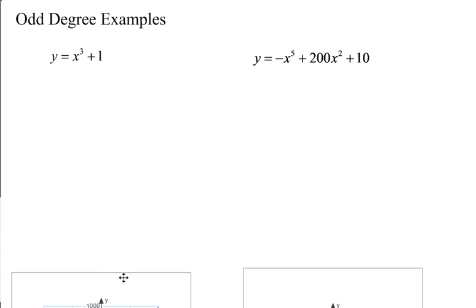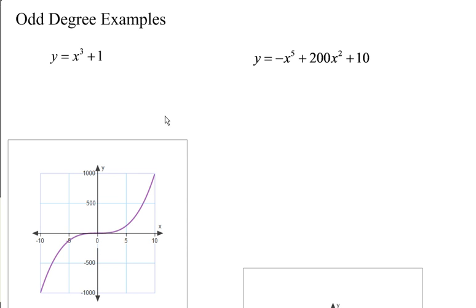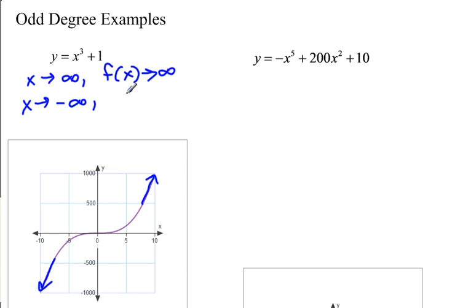So let's look at our third degree one first, and we can see in this first one that as x approaches infinity, so does f of x. So as x approaches infinity, my y values are getting larger, but when x approaches negative infinity, my y values also approach negative infinity. And that's because when we take a negative number and cube it, it's going to be negative.